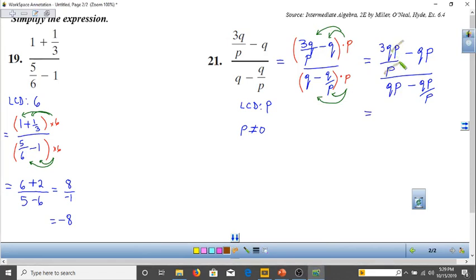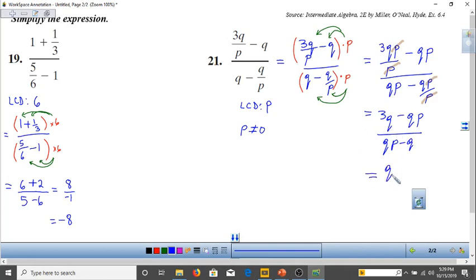The p's here will cancel, and also here. So that leaves us with 3q minus qp, and that's divided by qp minus q. Now I can factor this, so I'm going to factor the q in the numerator. So that is 3 minus p, and I'm going to factor the q in the denominator, and that leaves p minus 1.